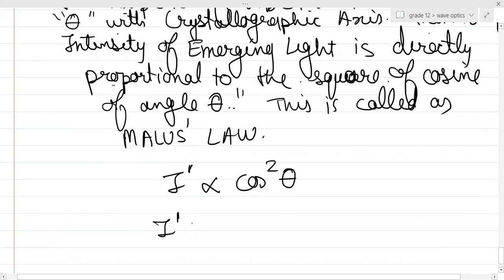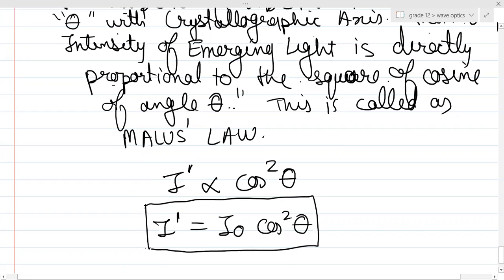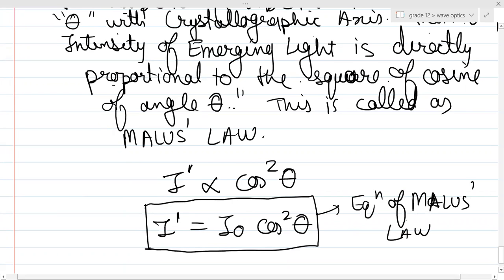By the way, when you remove the sign of proportionality, you introduce a constant. That constant is equal to what? The intensity of the incident wave. That's the maximum possible intensity, right? So I dash is equal to I naught cos square theta. This equation is called the equation of Malus law. Is it clear, guys?